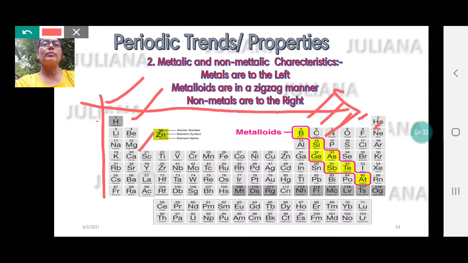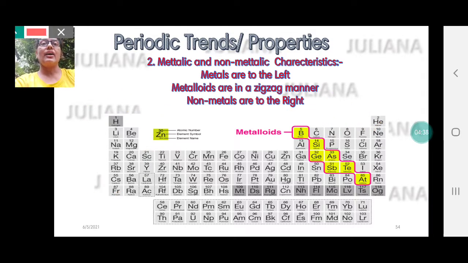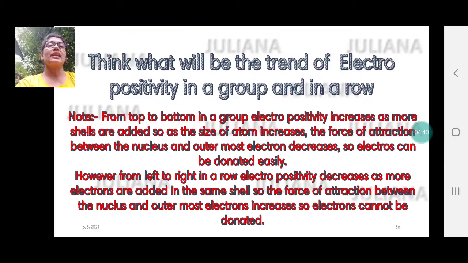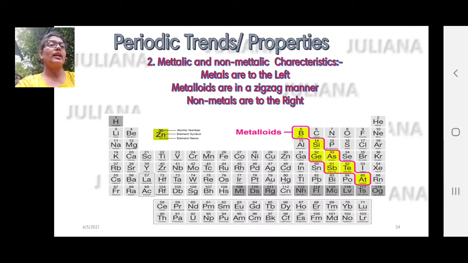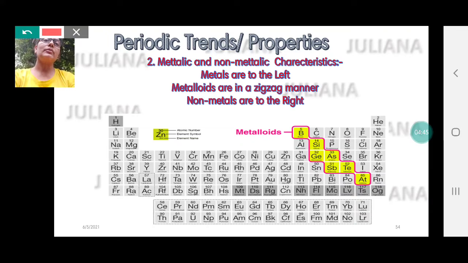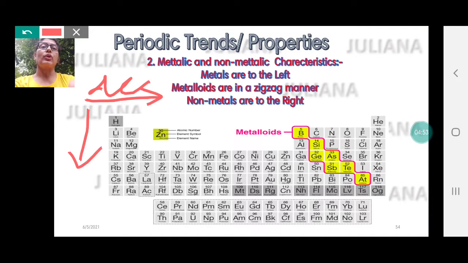What happens from top to bottom? Now look at the number of shells. I didn't draw a diagram for that. From top to bottom, what happens to the metallic character? Is it increasing or decreasing? From left to right, it was decreasing. Now from top to bottom, does it increase or decrease? I will say it increases. Why?